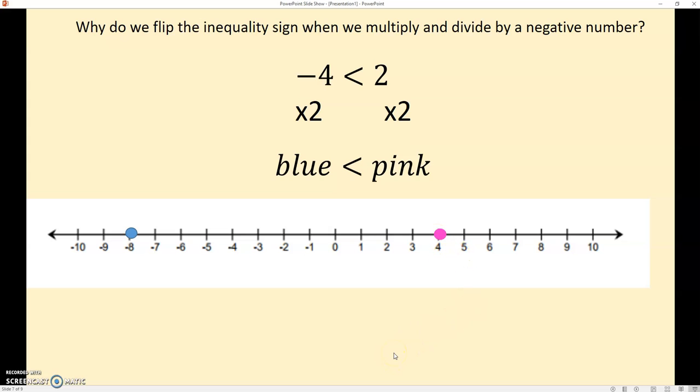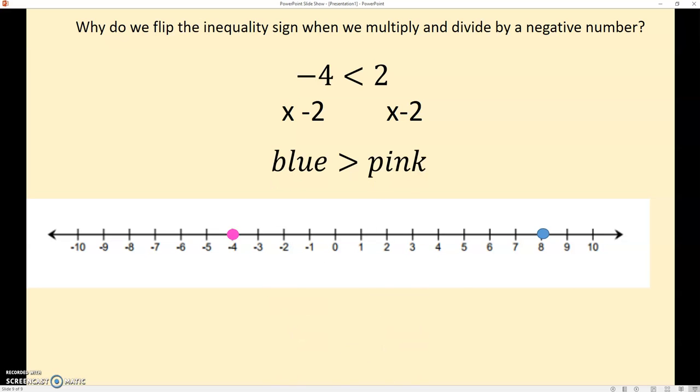Now let's look at what happens when I multiply each side by a negative 2. Well, when I multiply numbers times a negative, it changes the solution to its opposite. So my dots go to the opposite side of the number line. Wow, so now my pink is smaller than blue. So blue is now greater than pink. So look what happened to my inequality symbol.